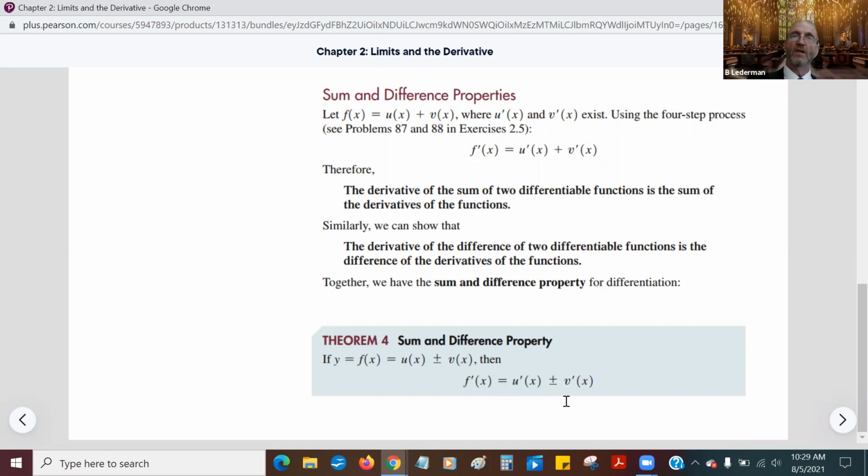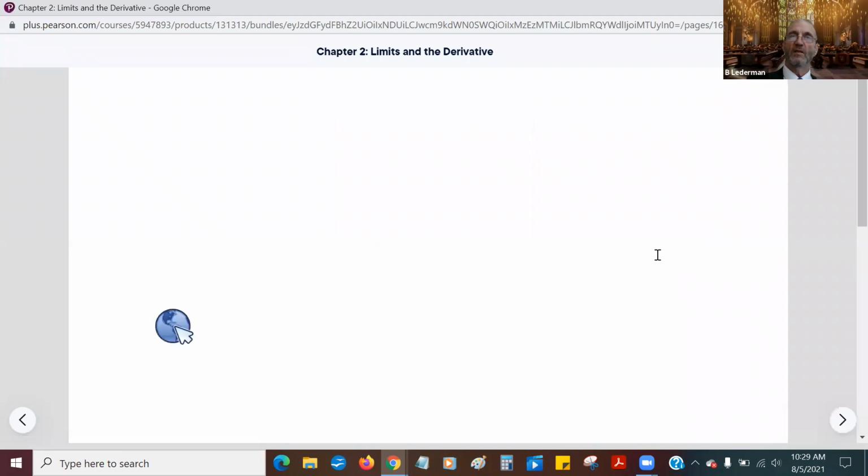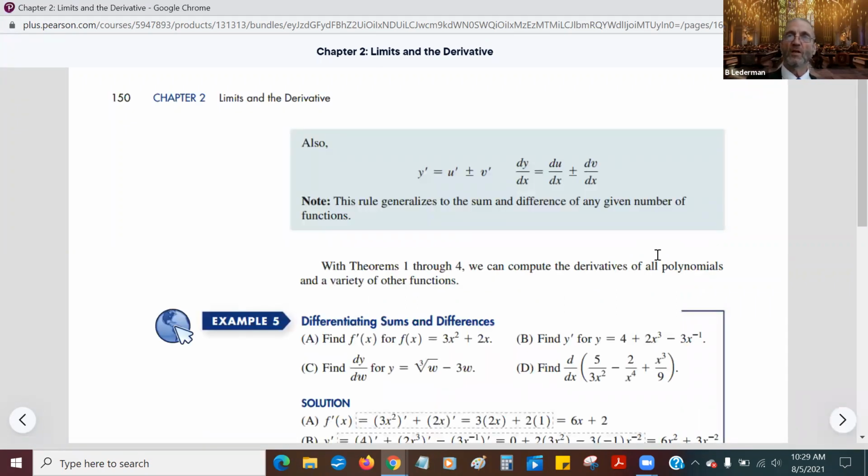The derivative of a difference is equal to the difference of the derivatives. But I notice I'm going through this kind of quickly because, well, first of all, you could always replay the tape if I'm going too fast.